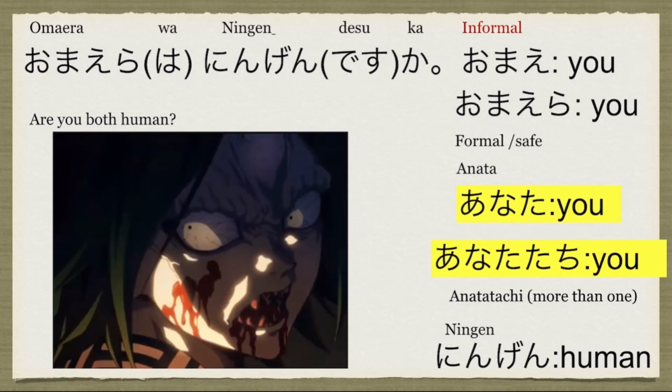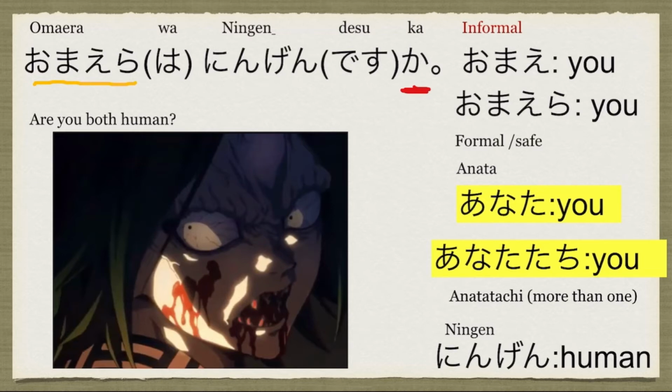This demon said, お前ら人間か. So he just added か at the end of the sentence. And it's easy, you can make a question just by adding か. And in this case, お前ら is not a polite word. It is very rude and informal. It's understandable because this is a demon. So a demon doesn't speak politely.